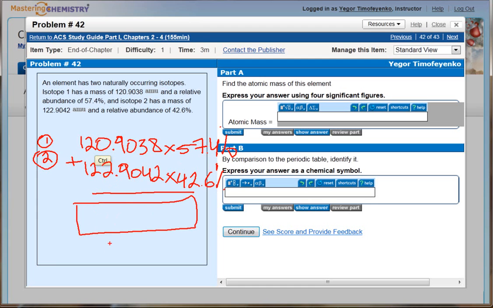So likely you can check it with the periodic table or something, which is your part 2. Sometimes you will be missing one of these values, and you'll have to look up the atomic mass in the periodic table based upon what you have. So that's how you solve this.